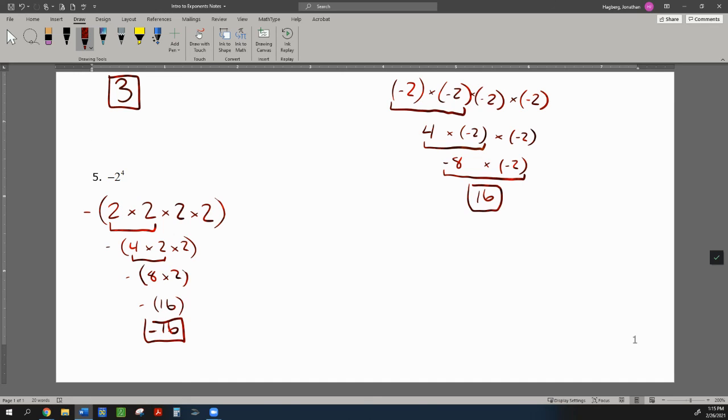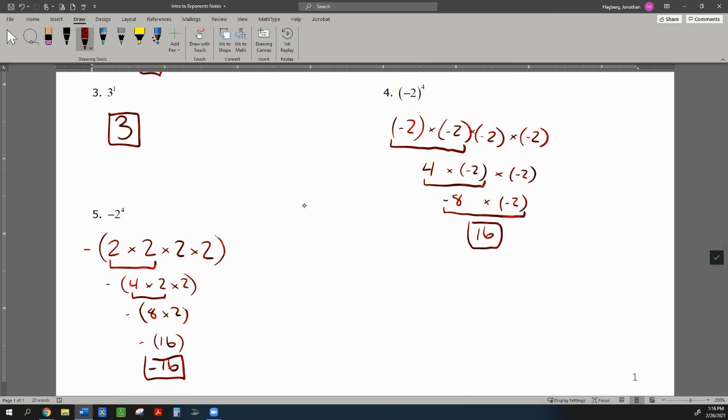And I want to just clarify the difference between numbers 4 and number 5, where we have negative 2 in the parentheses gives us positive 16. Negative 2 with no parentheses means 2 to the fourth, which is 16, and then make it negative. And that's that negative out in front.